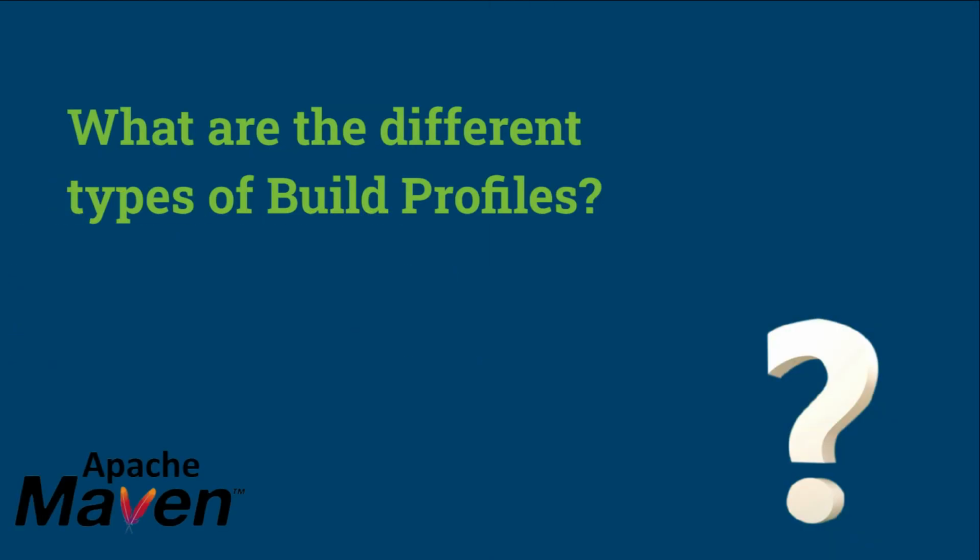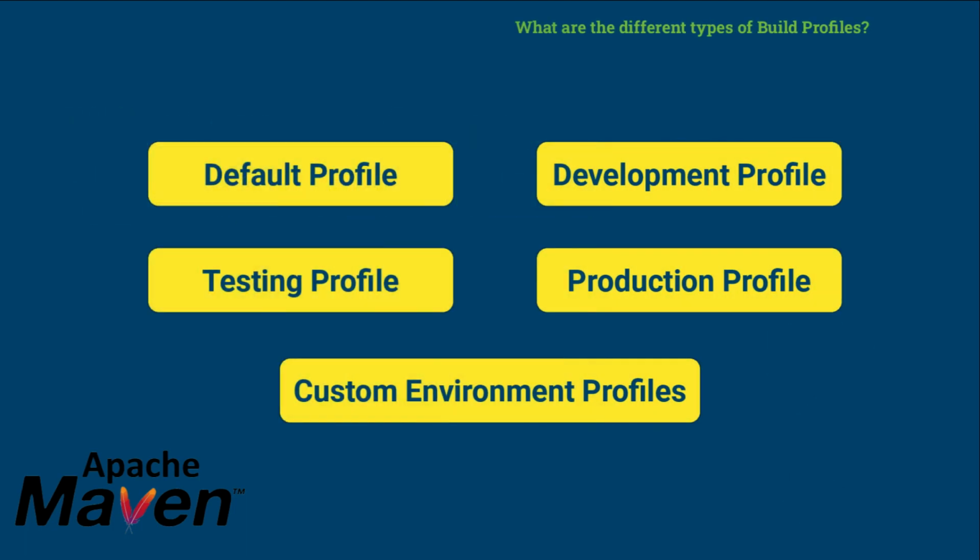First question, what are the different types of build profiles? In Maven, build profiles are a way to customize the build process for different environments or scenarios. Here are some common types of build profiles. Default profile. The default profile is activated when no specific profile is specified. It contains settings and configurations suitable for standard builds.